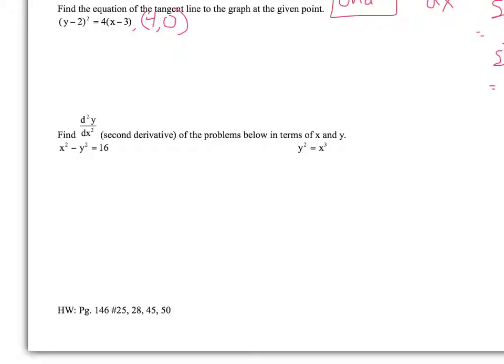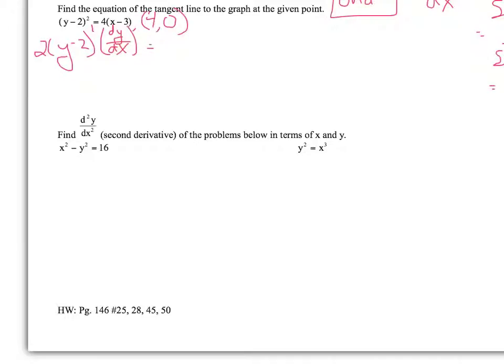So let's start with our implicit differentiation. We do have a chain rule for this first piece. Y minus 2 quantity squared. You're going to bring down the 2 first. So it's going to be 2, keep the inside, times y minus 2, that to the first power. Remember, you drop 1 on the power. And then you take the derivative of the inside. The derivative of y is dy dx. Derivative of 2 is 0, so we don't write it.